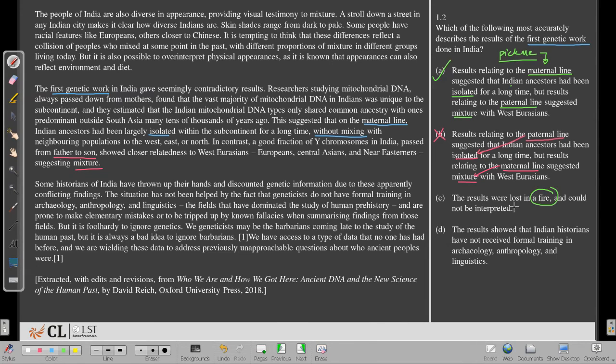The results were lost in fire. What fire? Which fire? No fire was talked about. Results show that Indian historians have not received formal training. First of all, Indian historians having formal training is itself not mentioned. Basically, geneticists do not have formal training in anthropology and linguistics. What is mentioned is wrong in any way. So answer choices B, C, D are wrong. Answer choice A is the right one.